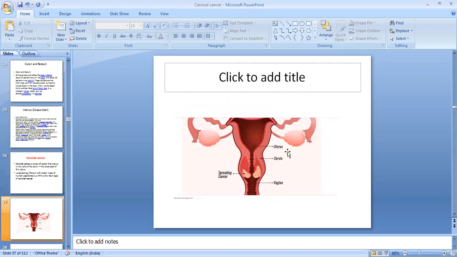If you look at the anatomy, this is the uterus. We know that this is the ovary, then this is the uterus, and this lower part of the uterus is called the cervix. So the cells go wrong at this site.